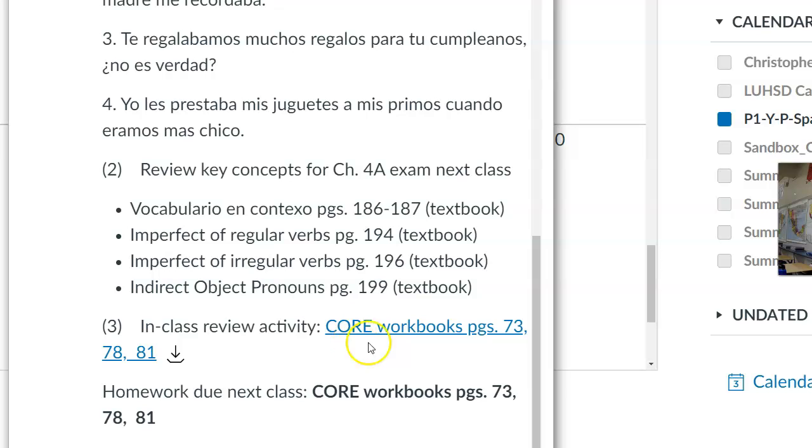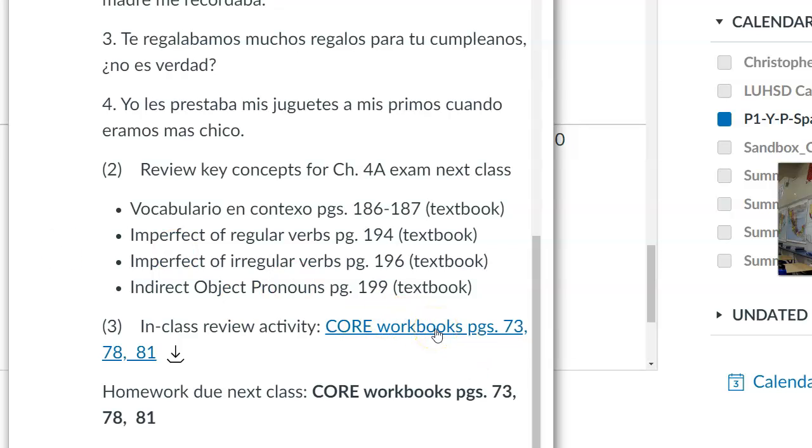So let's go ahead and take a look at the core workbook pages 73, 78, and 81. This is going to get you guys ready for your test. Your test will be a mixture of multiple choice, a little bit of fill in the blank, and a little bit of short answer. And maybe a couple true false. So typical standard format. It's going to be out of 40 points. And let's go ahead and take a look at those 3 core workbook pages.